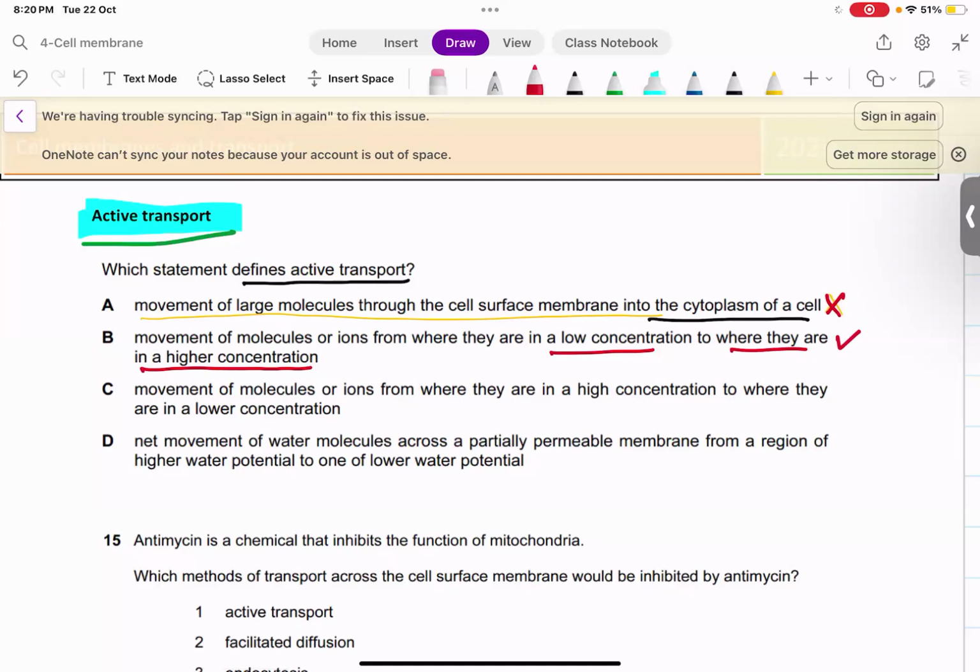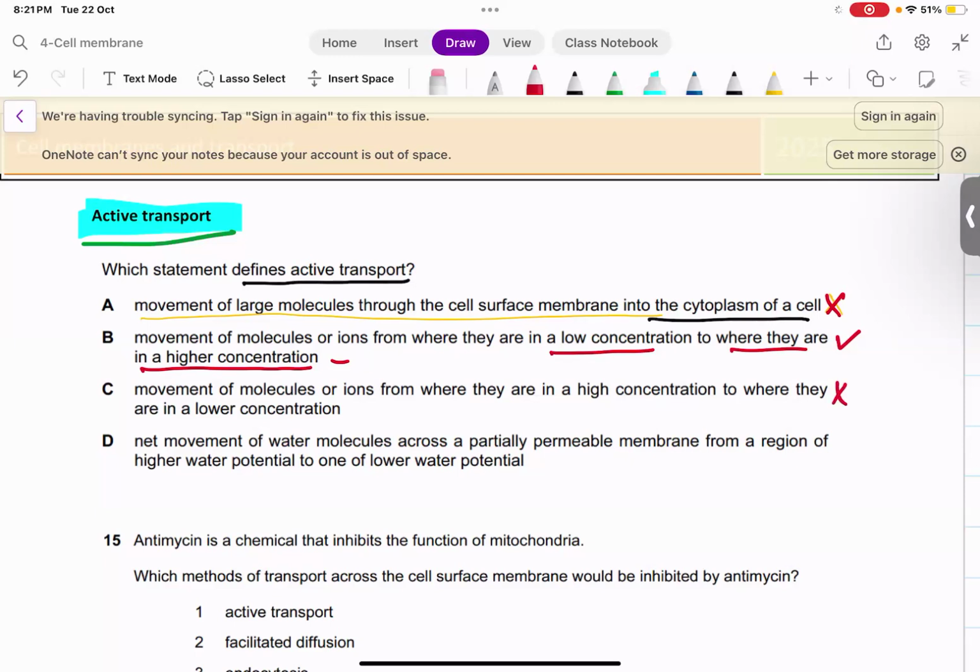So ions movement or molecules movement from low concentration to high concentration is an active transport, but still, the use of an ATP has not been mentioned here. So let's see the other choices. Movement of molecules or ions from where they are in high concentration to where they are in low concentration. No, this is not possible. So this is not a correct statement.